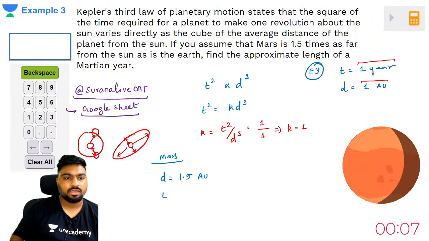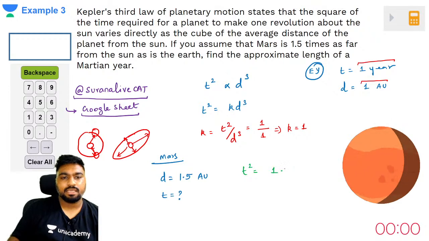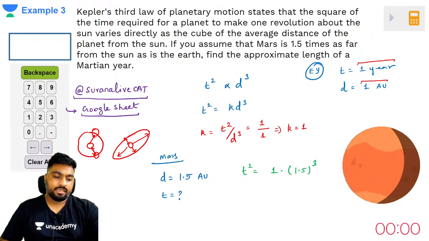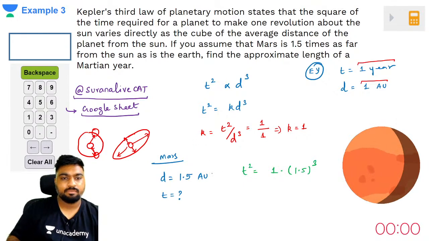We need to find out the Martian year according to Earth, right? So T squared will be equal to K, that is 1, into D cubed. D is 1.5 cubed. Clear everybody? So how much is 1.5 cubed? 1.5 cubed is 3.375. So T squared will be equal to 3.375.